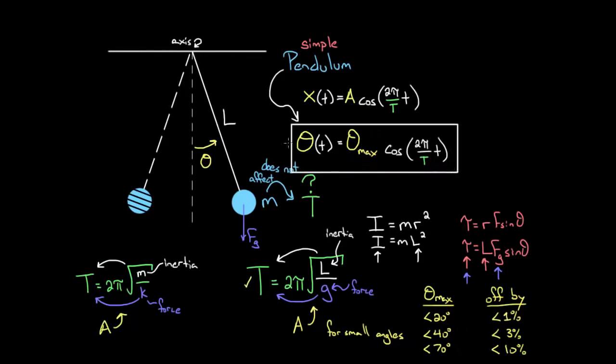So recapping, for small angles, i.e. small amplitudes, you could treat a pendulum as a simple harmonic oscillator. And if the amplitude is small, you can find the period of a pendulum using 2 pi root L over G, where L is the length of the string and G is the acceleration due to gravity at the location where the pendulum is swinging.